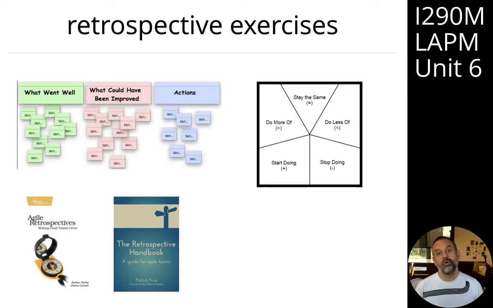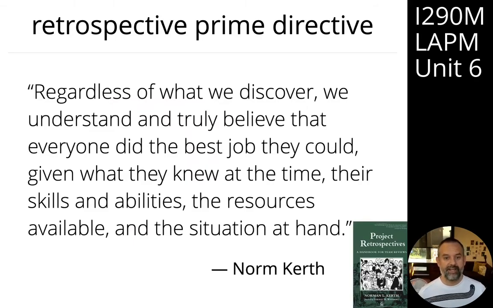Perhaps the most important thing about retrospectives is what's called the retrospective prime directive. So this is written in the first book about project retrospectives in the context of software, which was written by Norm Kerth. And he says that at the beginning of every retrospective, everybody should say out loud this retrospective prime directive. Or alternatively, you can print it out on a piece of paper or put it on a virtual sticky and put it somewhere where everyone can see it. This is what the Retrospective Prime Directive says.